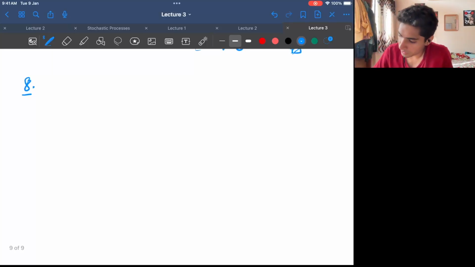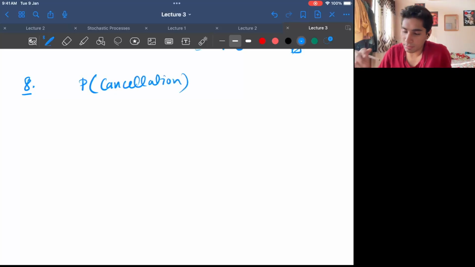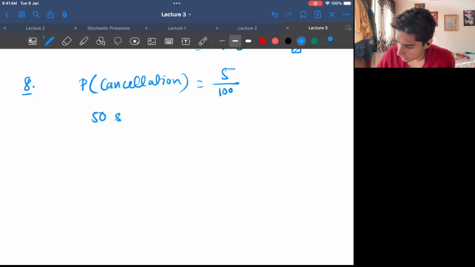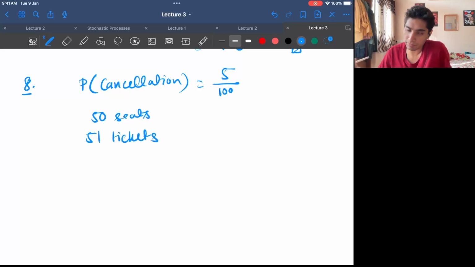So here is the situation. There is an airline company, and it knows that the probability that a person cancels a ticket is equal to 5%, which is 5 by 100. Okay. And it has 50 seats. So what it does is it sells 51 tickets. Okay.